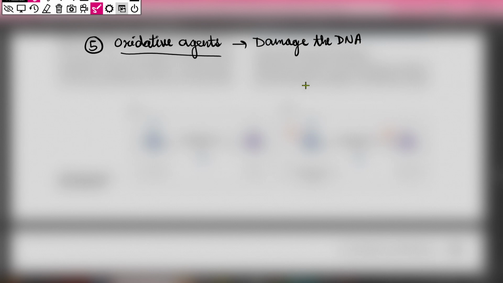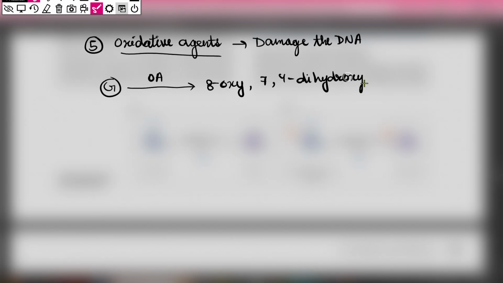So they can also act as chemical mutagens. For example, if we take guanine, in the presence of oxidizing agents it will convert itself into 8-oxo-7,8-dihydroguanine. At least you have to learn one example from each of the chemical mutagens, and that will also suffice for your answer. Now this will do a mispairing with adenine.